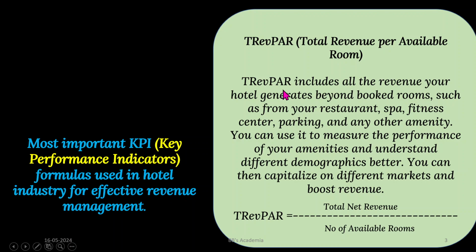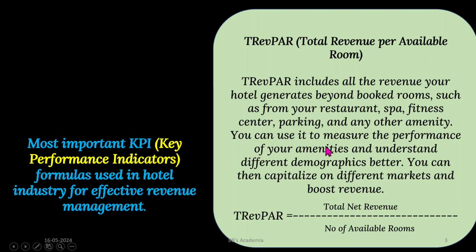So total revenue par, total rev par or T rev par includes all the revenue your hotel generates beyond booked rooms. Other than room, from other areas, whatever revenue we generate, that is included in T rev par. That's why it is known as total revenue per available room.